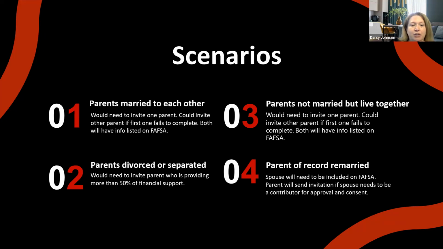Scenario 2, the parents are divorced or separated. They will need to invite the parent who is providing more than 50% of the financial support. And then in scenario 4, if that parent of record that we determine in scenario 2 is remarried, the spouse will need to be included on the FAFSA, and then it will again depend on the tax filing status of the parent and the parent's spouse to determine if both need to be contributors for the consent piece or if just one. But again, the parent can send an invitation to the spouse if they were married filing separately or they did not file taxes jointly with each other during that base tax year, so that they can do their approval and consent.